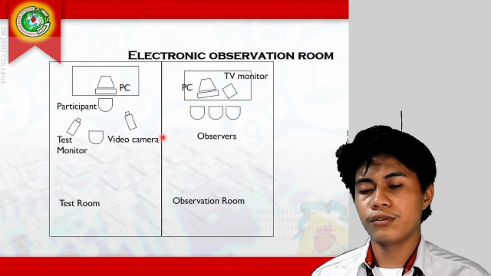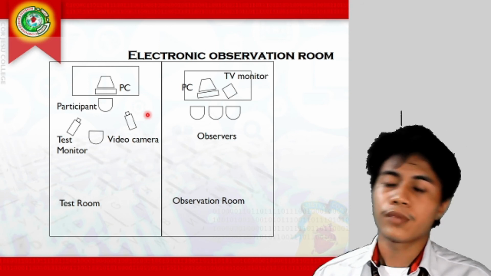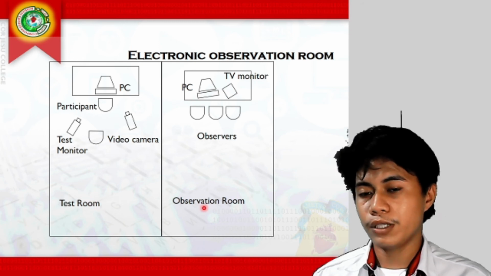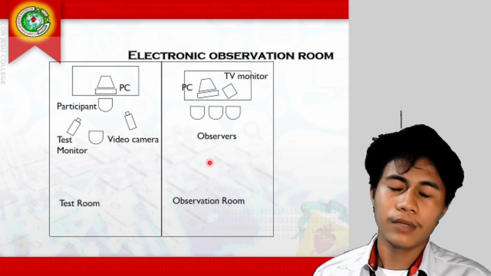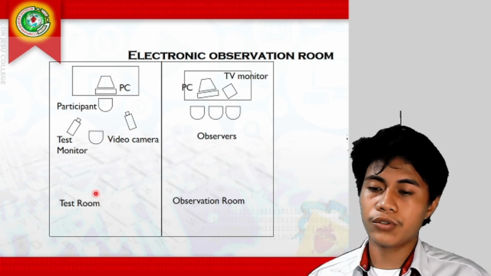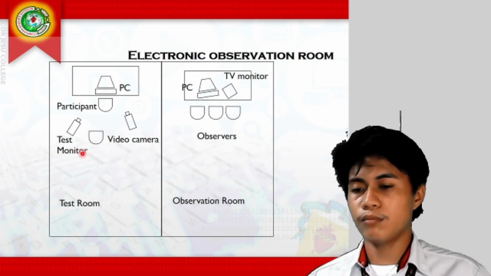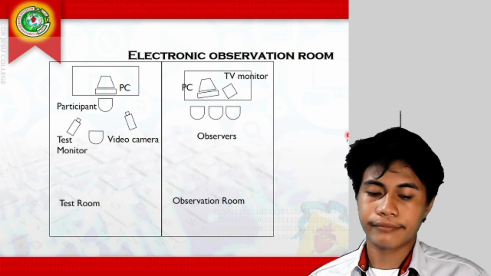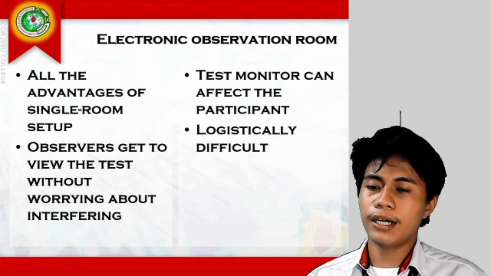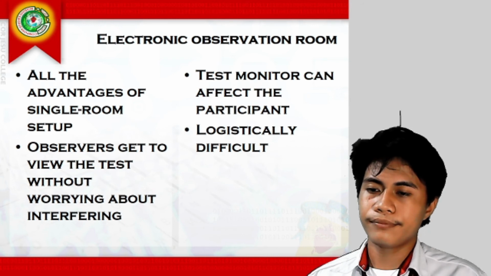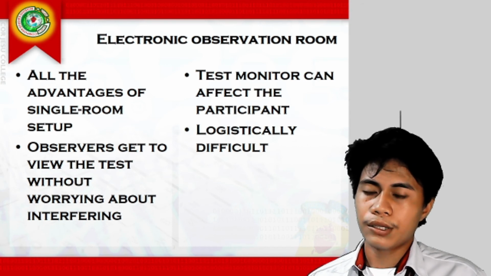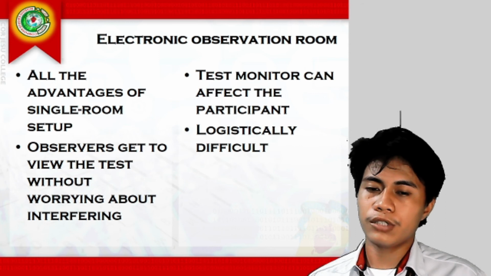Electronic observation room. This electronic observation room has two rooms, the test room and the observation room. In the observation room, the only people inside are the observers, and in the test room are the participant and the test monitor. It has all the advantages of the single room setup. Observers get to view the test without worrying about interfering. But the test monitor can affect the participant, and it is logistically difficult.